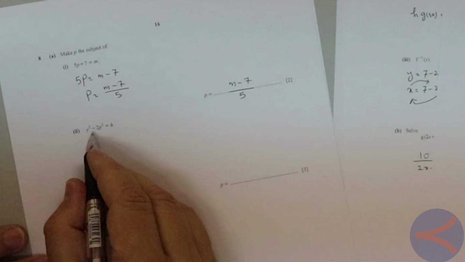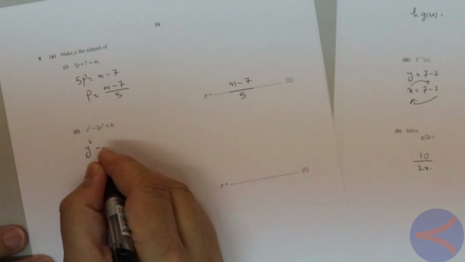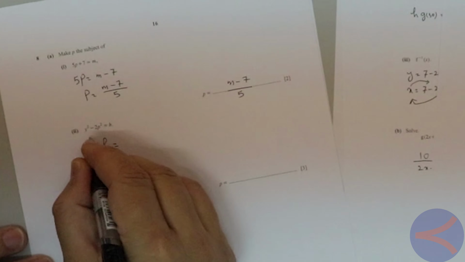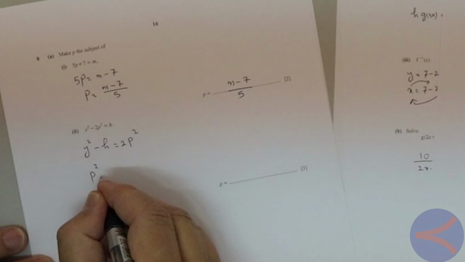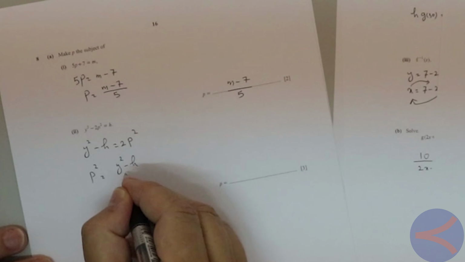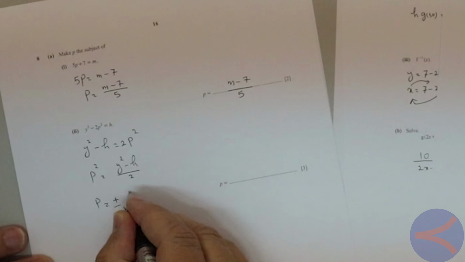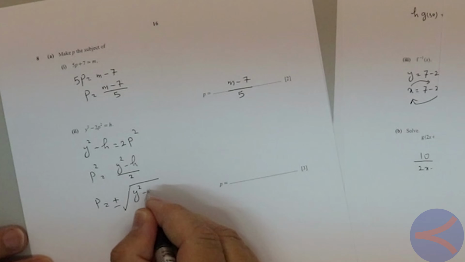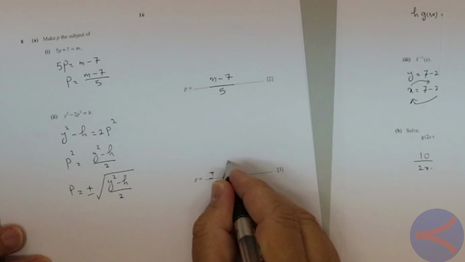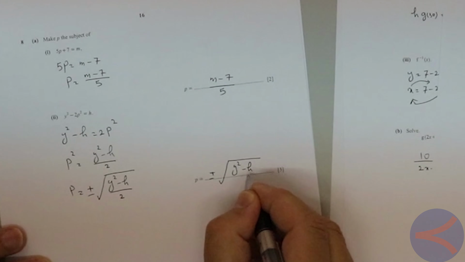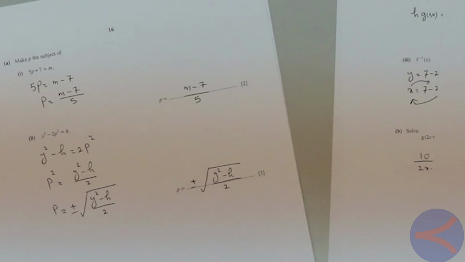Now, here we want to do the same thing. I will take this side and this side. Therefore, y squared minus h, because h came this side, and I will take that side, which will be 2p squared. Therefore, p squared will be equal to (y squared minus h) divided by 2. Now, to get p, we just get the square root of this. Therefore, the answer is plus or minus the square root of (y squared minus h) divided by 2. When you are taking the square root, you need to put plus or minus.